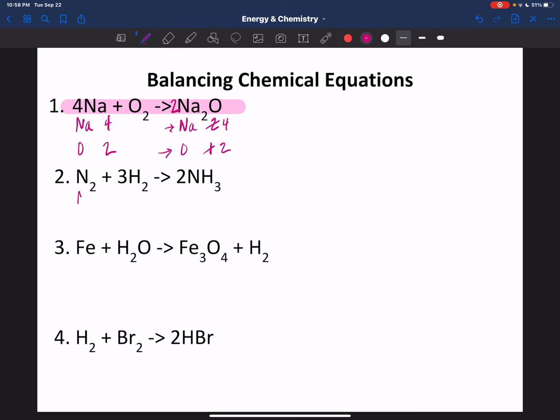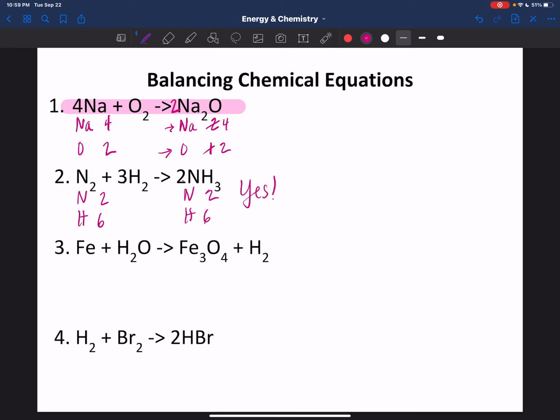All right, NH, let's count. I've got 2 here, and remember 3 groups of 2 means 6. And then I've got 2 here, and then 2 groups of 3 also equals 6. So is that balanced? Yes, it is.